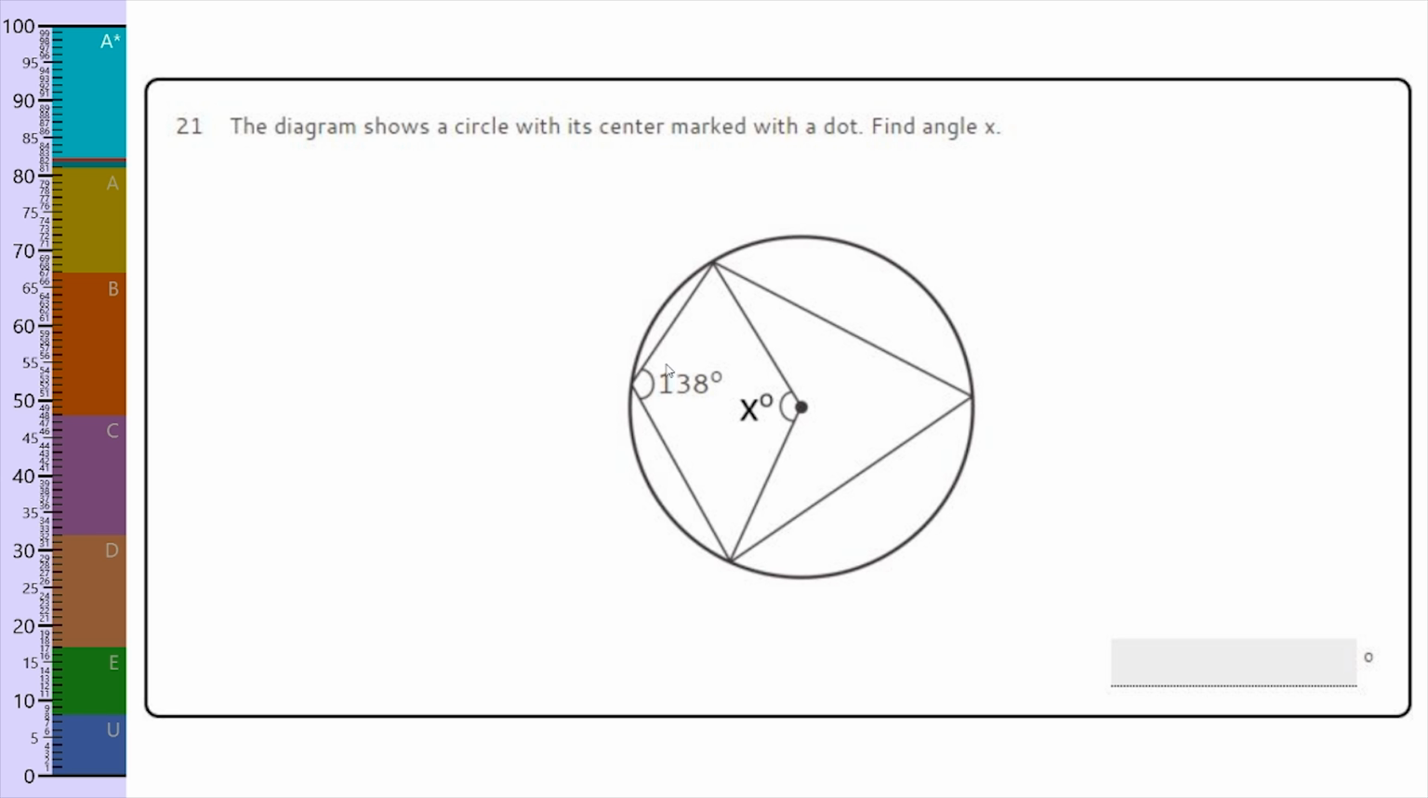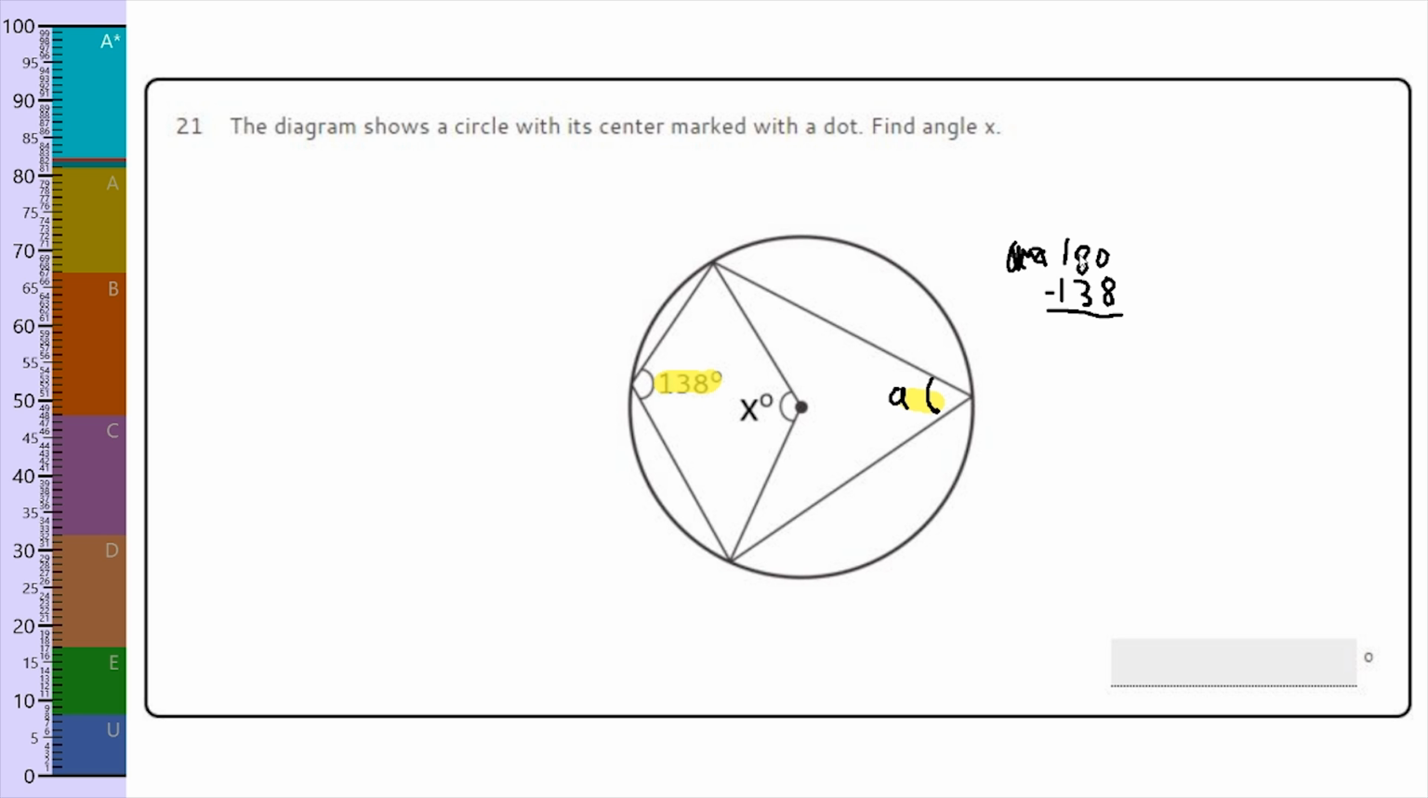The 2 circle theorems you need, in fact, some people might be able to do this in one. The 2 circle theorems that's intended for you to use is the one that says opposite angles of a cyclic quadrilateral add up to 180. So to work out what this one is, let's call this A. A is 180 take away 138.